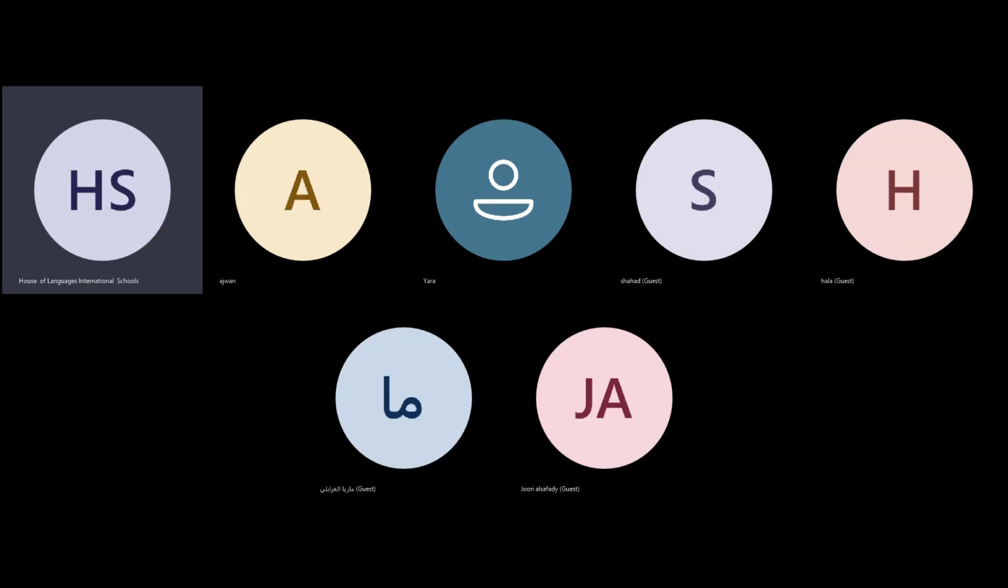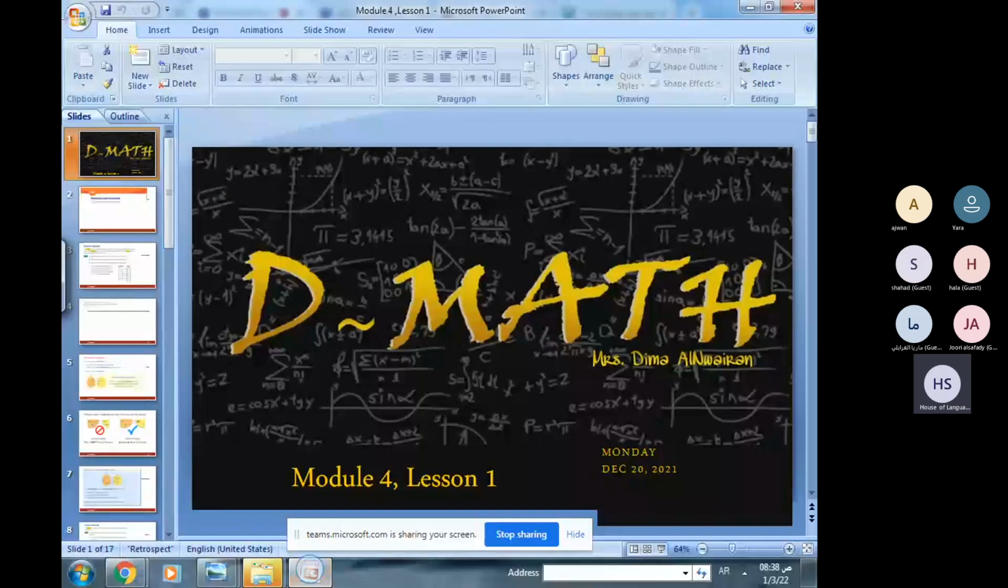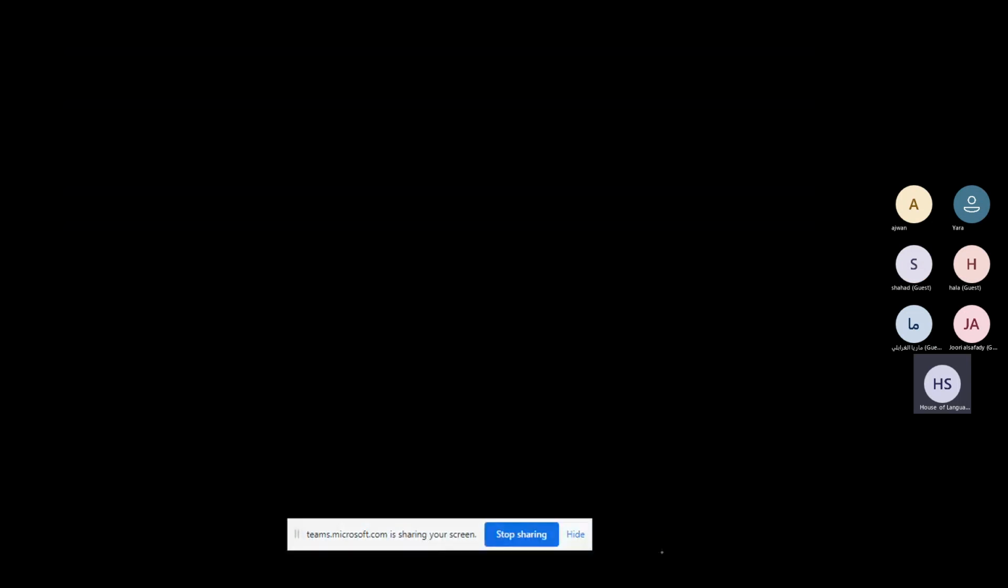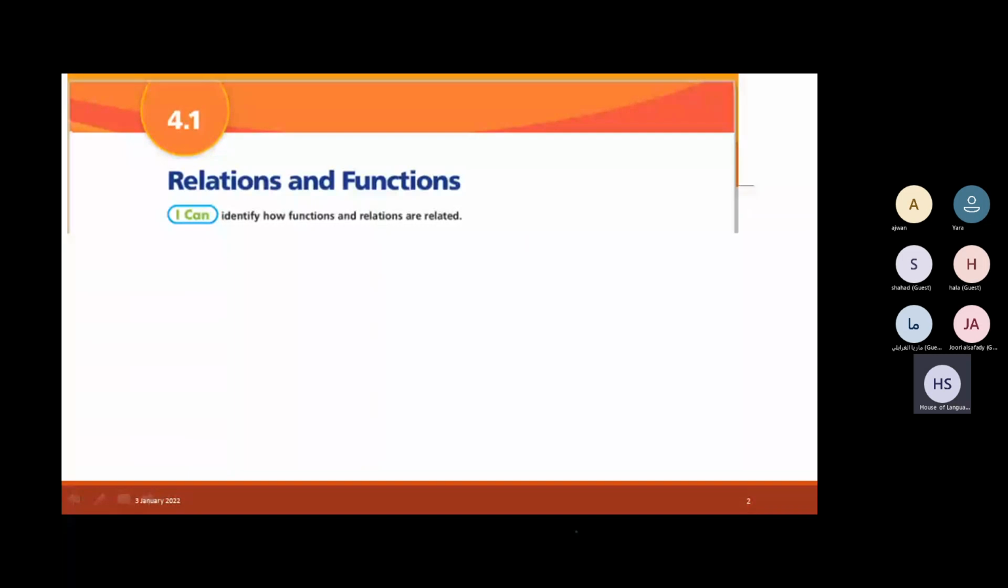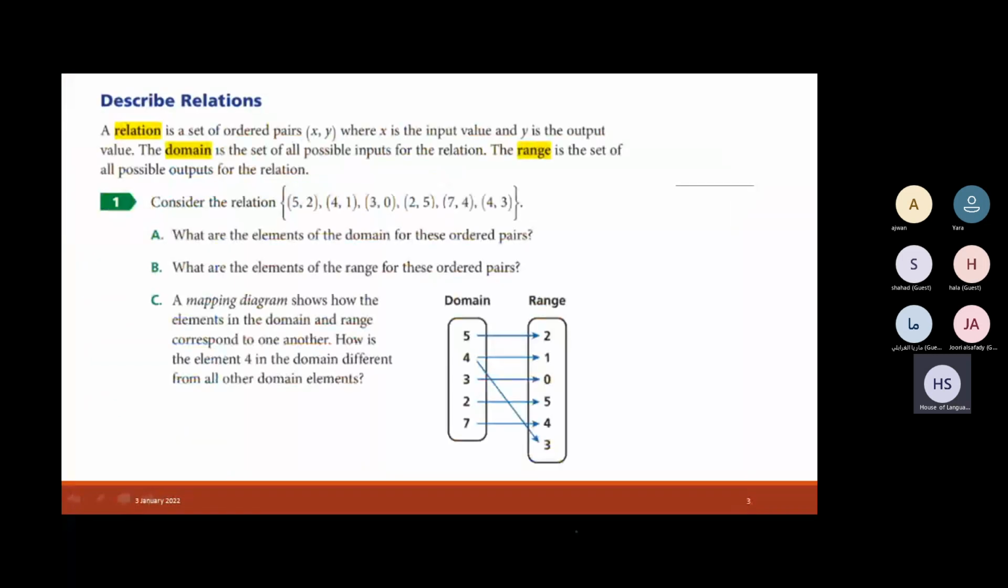Now let's go back to module lesson 1. But there's something I want to tell you about before we go to module 3. Something small. We have to continue it. Now, relations and functions. We talk about the relations.